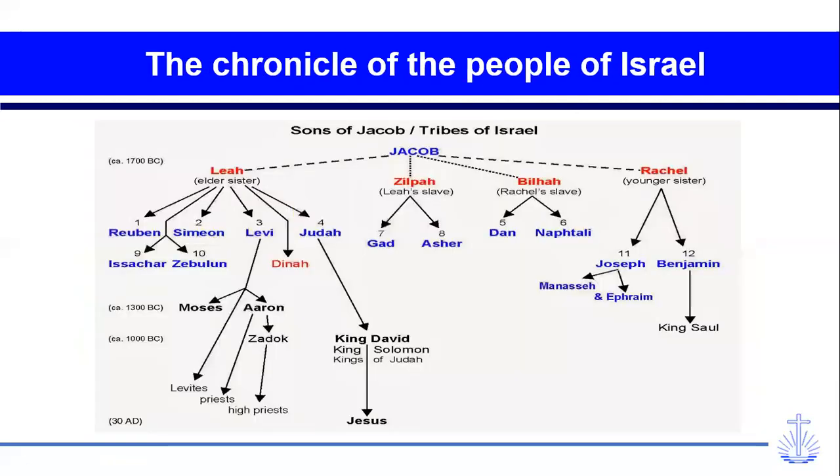Jacob, later named Israel, had 12 sons. The eldest was Reuben, and the youngest was Benjamin. Joseph was Jacob's favorite son. He was sold as a slave by his brothers and taken to Egypt. Jacob moved with his family to Egypt and settled there.